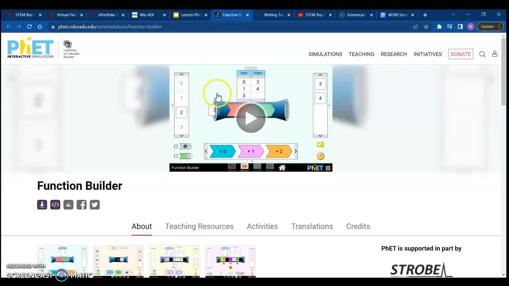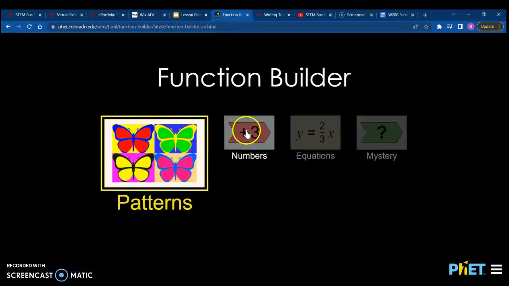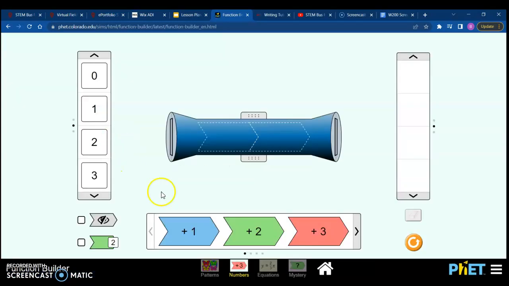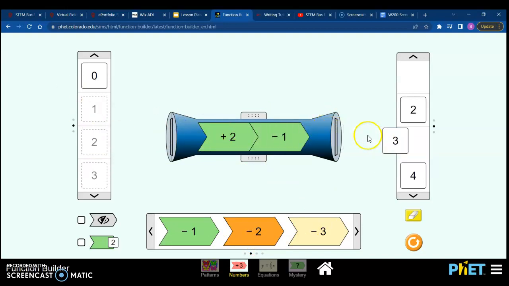I also created a Jamboard right here. Well, not Jamboard, sorry, that's later. The function builder is right here. If we go from here, we can go with numbers, and we can just mess around with it for a bit. So we have 1. It's just a number right there. Now if we add a +2, it changes to 5, and then -1, that changes to a 3.